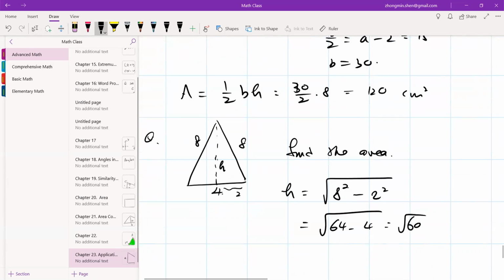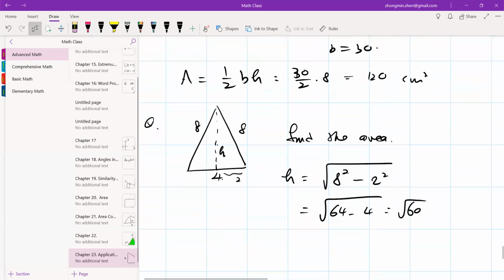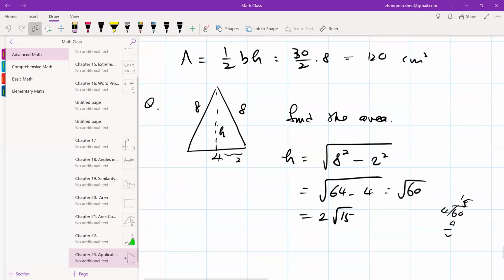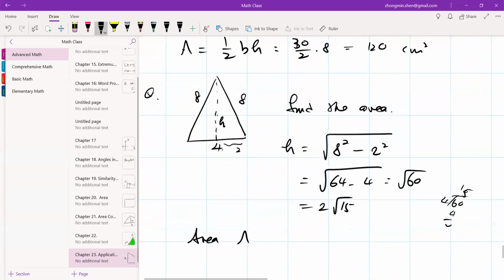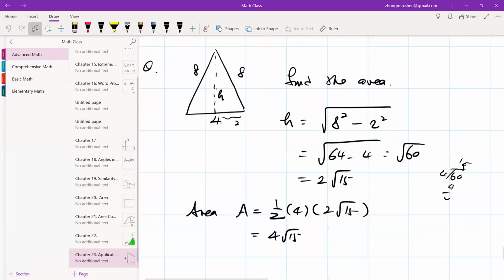It's the square root of 60. The square root of 60 has a factor of 4, right? 60 divided by 4 is 15, so it's 4 times 15. So it's 2 square root 15. Then the area is going to be half of 4 times the height. That's going to be 4 square root 15. So this will be the area of the triangle.